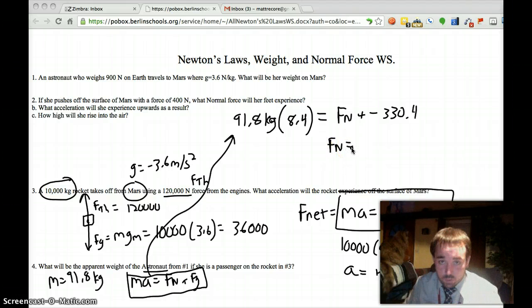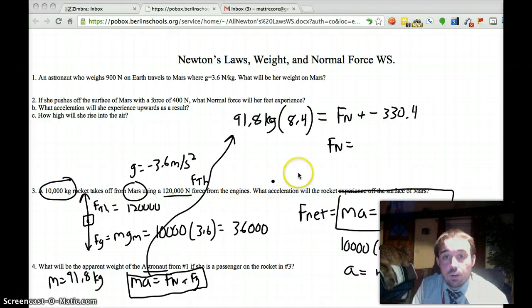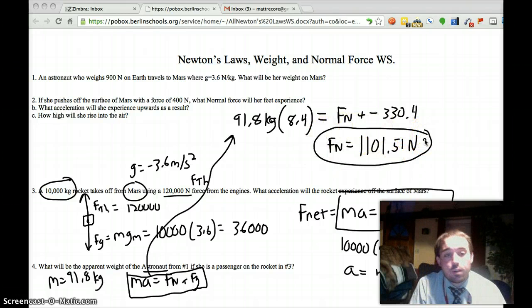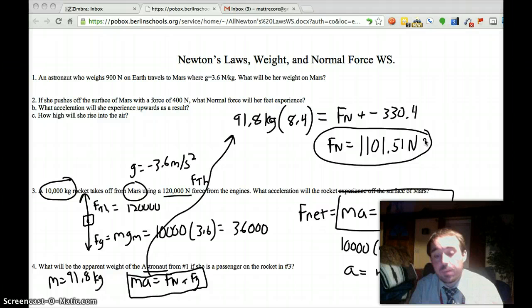I won't go through the algebra, but 91.8 times 8.4 plus 330.4. So her apparent weight is going to be roughly 1,100 newtons. So she's going to feel a lot heavier. And we know that anytime something's going up, they're going to feel heavier.